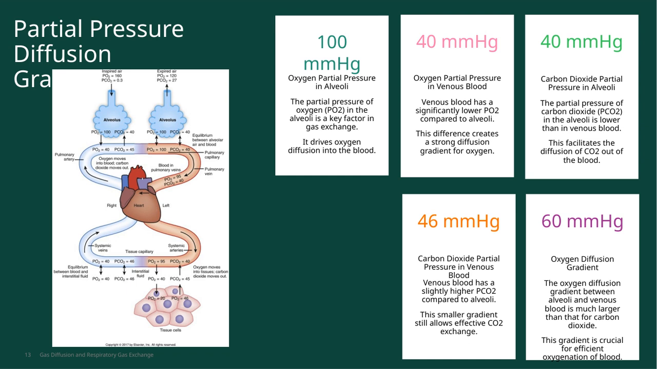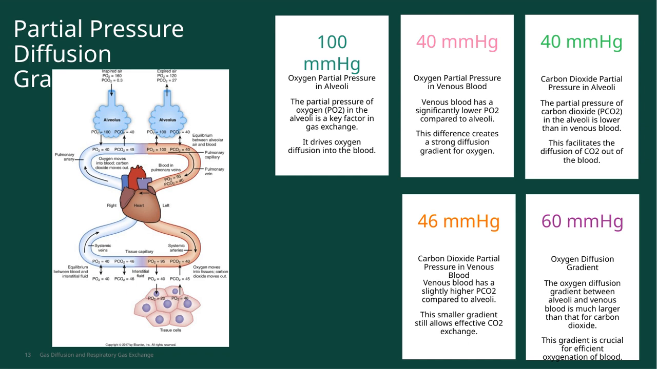Another important point is that venous blood has a slightly higher PCO2 compared to alveolar PCO2, which facilitates this exchange. The lower partial pressure of CO2 in the alveoli compared to venous blood means CO2 can diffuse out efficiently.